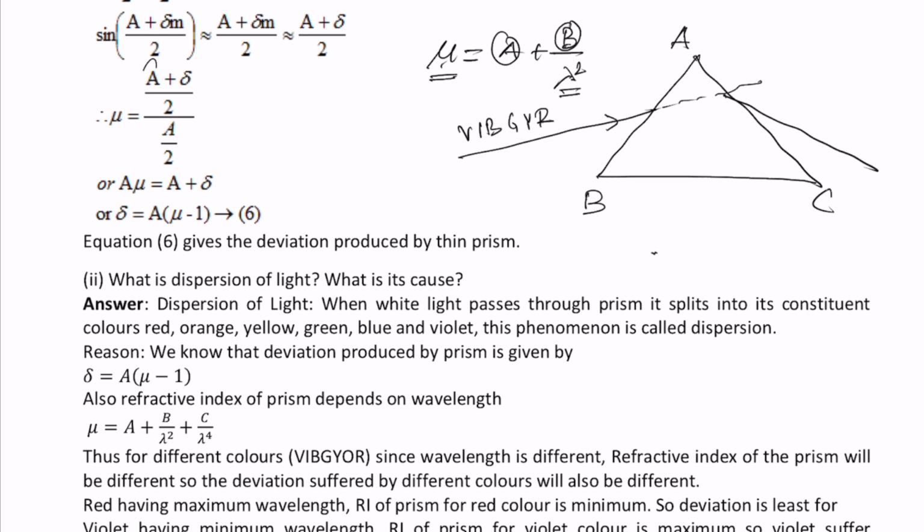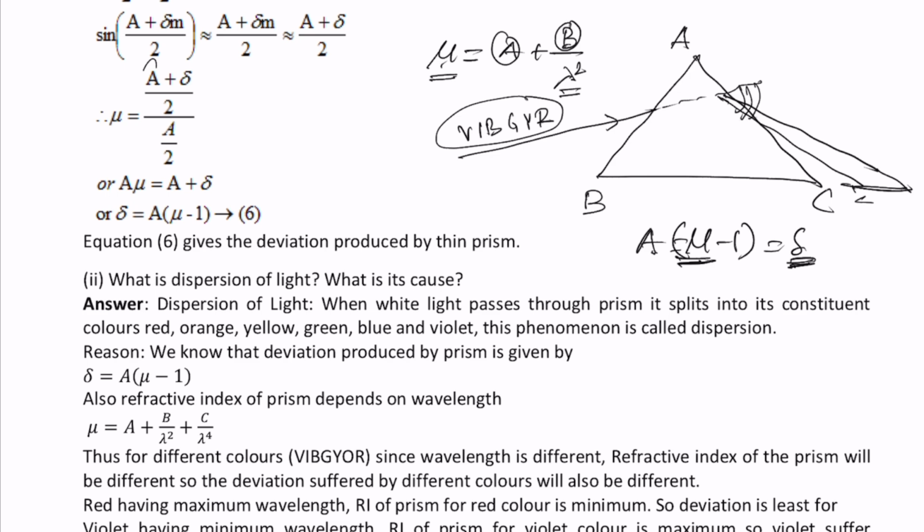then from this formula, delta equal to A into mu minus 1, delta will be different as the refractive index is different for different colors. The deviation produced by the prism will be different for different colors. So there will be a spread of color, because each of the 7 constituent colors present in white light will suffer a different angle of deviation here. So there will be spread. This phenomenon is called dispersion, the spreading of light on emergence from a refracting medium.